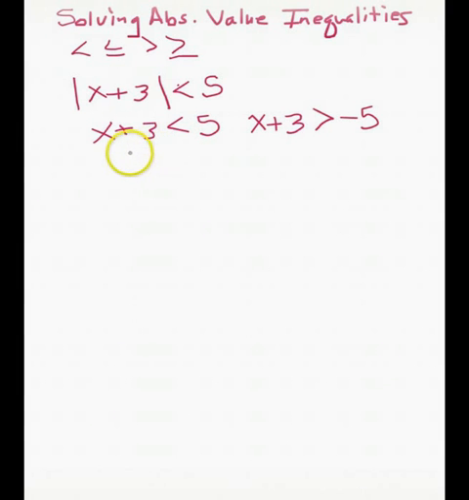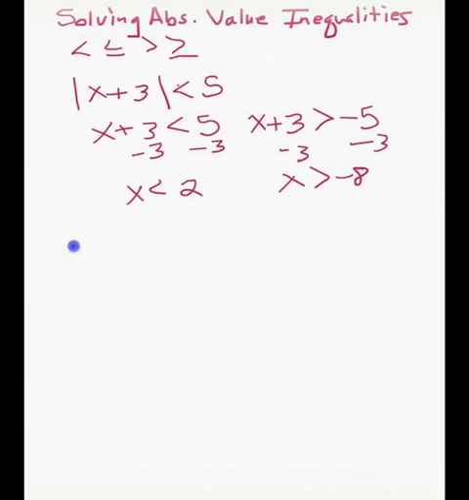Because of the nature of the beast here, we're going to have some graphs on the number line, not just points, but actual graphs, like inequality graphs. Alright, so when I solve this, I get x is less than 2, and when I do this one, I get x is greater than negative 8.